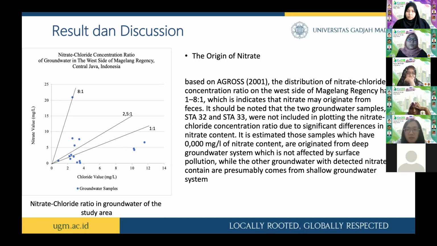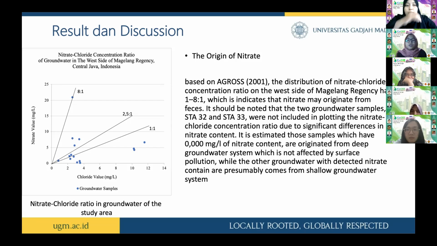And then, on the origin of nitrate, based on Aqueous 2001, the distribution of the nitrate chloride concentration ratio on the west side of Magelang Regency has a ratio of 1 to 8, which indicates that the nitrate may originate from fertilizer. It should be noted that the groundwater samples from stations 32 and 33 were not included in the nitrate chloride plot because of the significant differences in nitrate content.